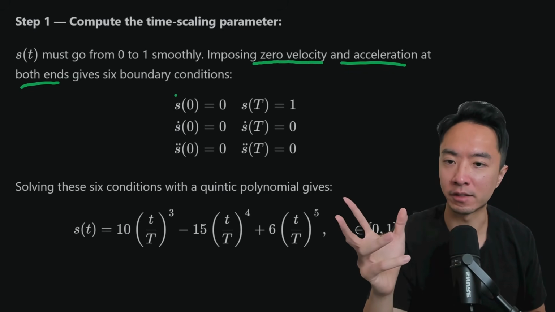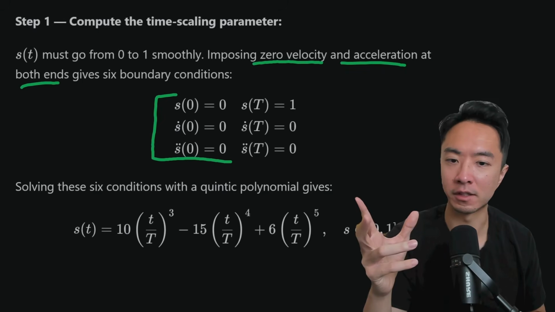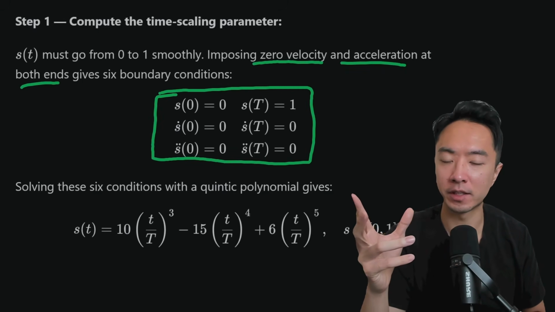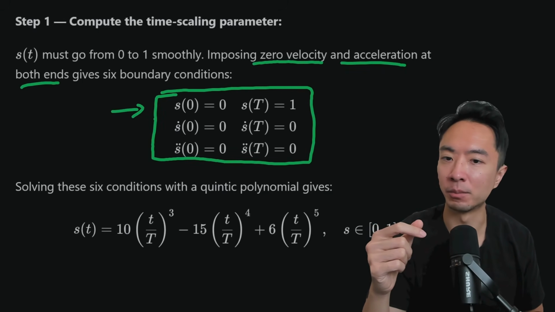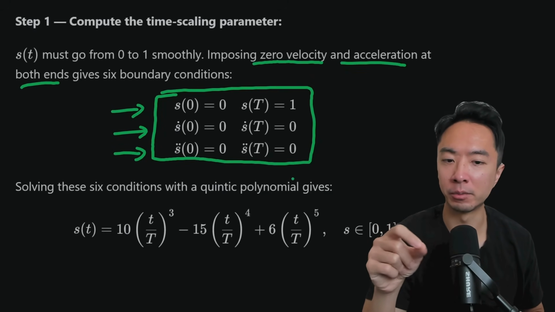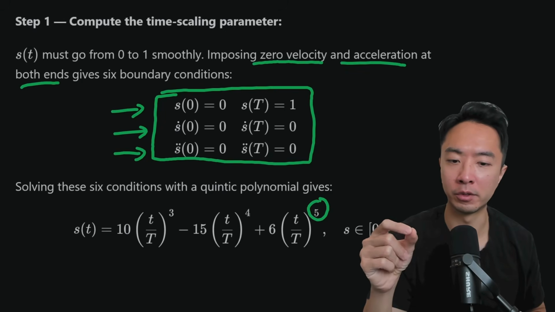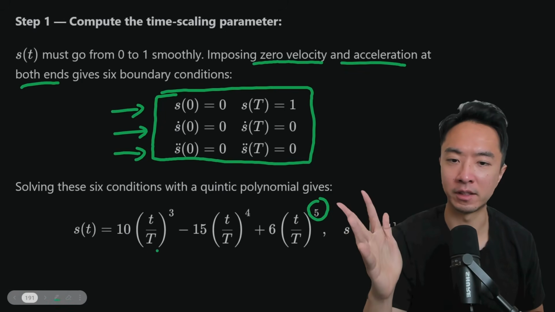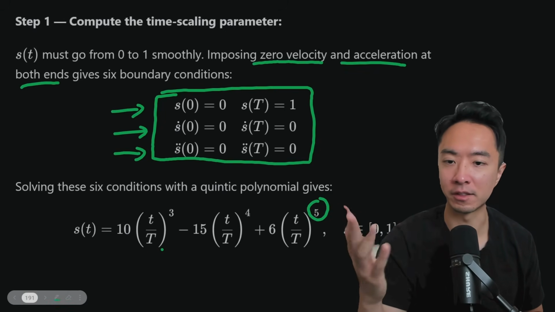So this gives us these equations here. These are our boundary equations. You can see we have our initial position, and then we have our velocity and acceleration. So we have the quintic polynomial. It's a 5th order polynomial here. This is what's going to allow us to generate the 6 equations.